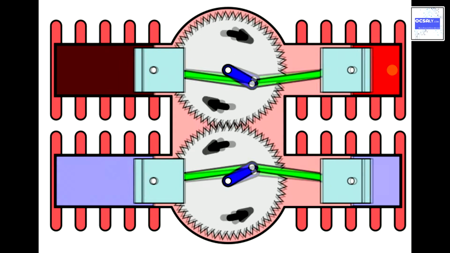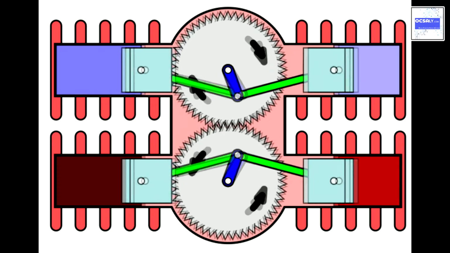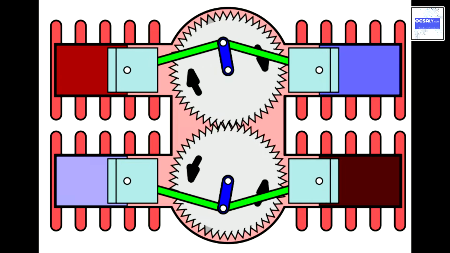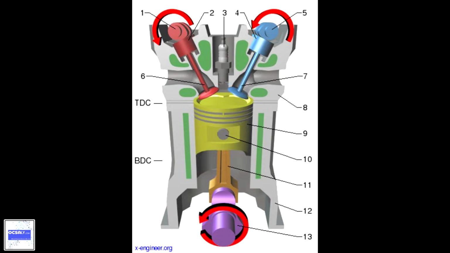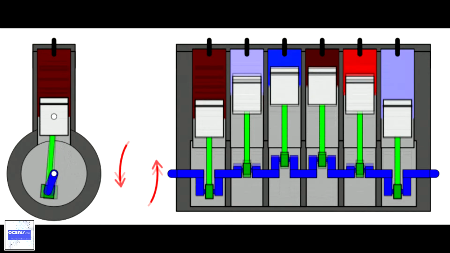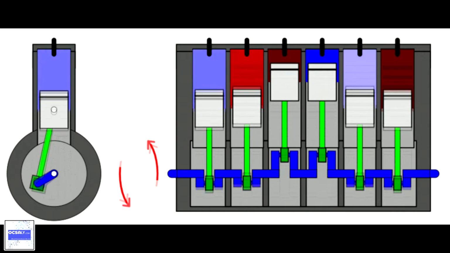Fourth and last stroke is exhaust, also known as outlet. During the exhaust stroke, the piston, once again, returns from BDC to TDC while the exhaust valve is open. This action expels the spent air-fuel mixture through the exhaust valve. These four strokes can also be referred to as suck, squeeze, bang, blow respectively, which can be easier to remember.